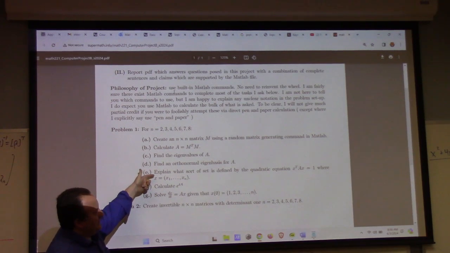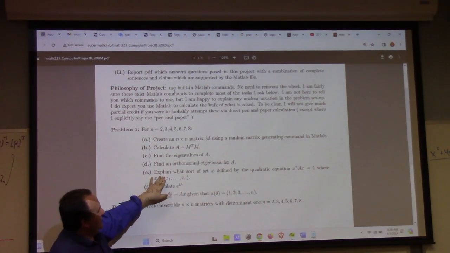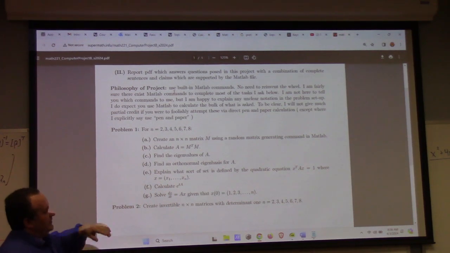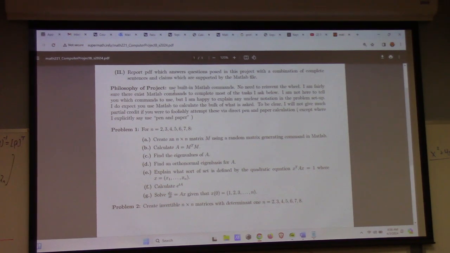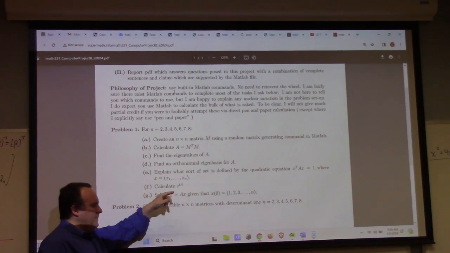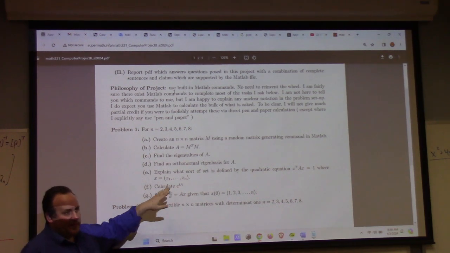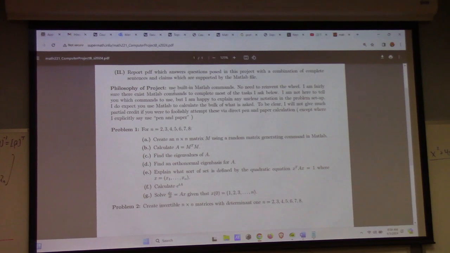We talked about this a little bit today, right? What kind of set is defined by X transpose AX equals 1? You could write it in terms of the eigencoordinates. If you want to look up literature on MATLAB, you should use the keywords matrix exponential. e to the tA is the matrix exponential. That might help you find code there.